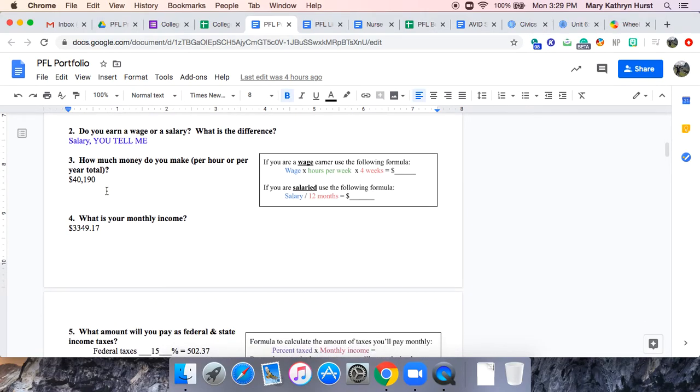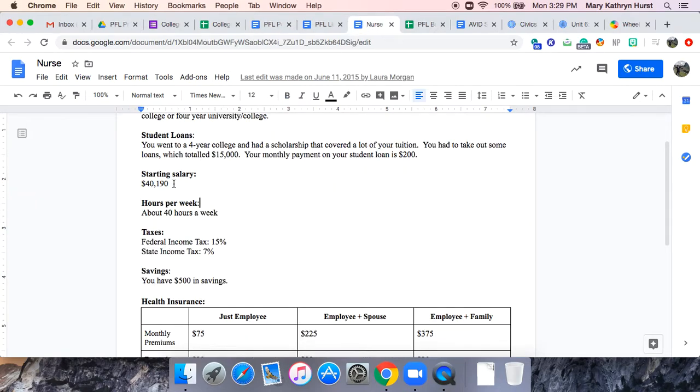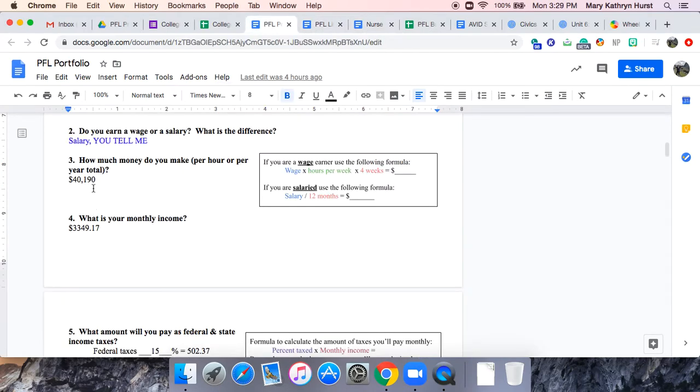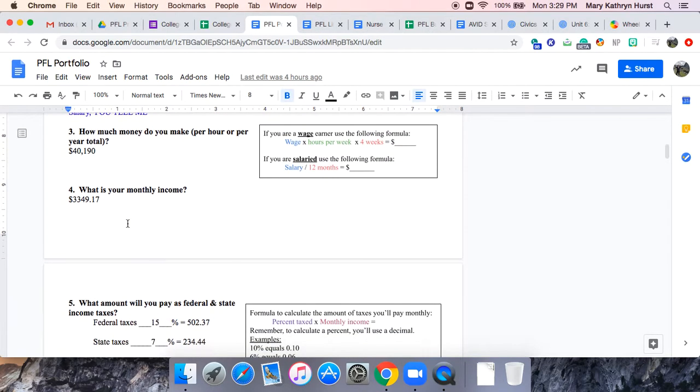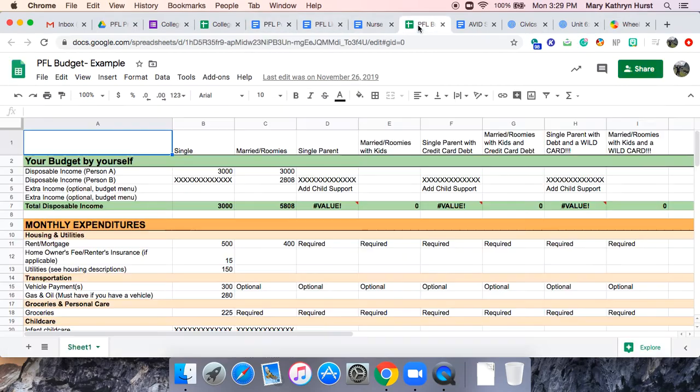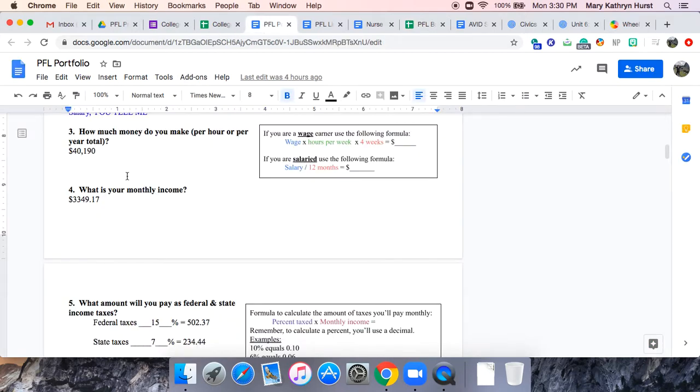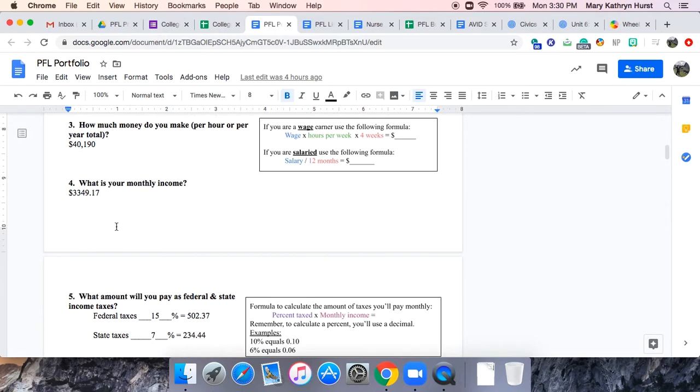All right, and then how much money do you make per hour total or per year total? I found that out over here on my job link as well. Here's the number, $40,190. Boom, plug it into number 3. Now, I have to figure out what my monthly income is because I'm not making a yearly budget. We're making a monthly budget. So let's say it's the month of, I don't know, September. We're going to say it's the month of September for all of these different life situations in your budget, and we need to know how much you make per month after taxes. Well, your salary includes how much money you make before taxes, so you have to make sure that you take the taxes out. So let's go ahead and get down to our math.